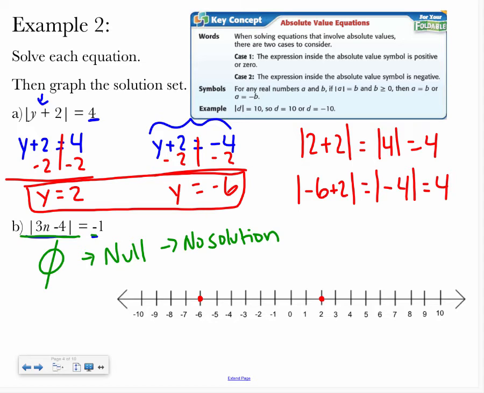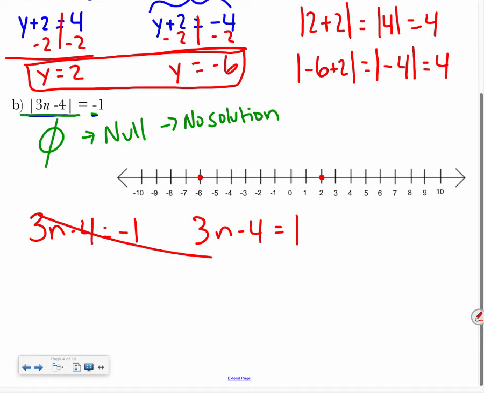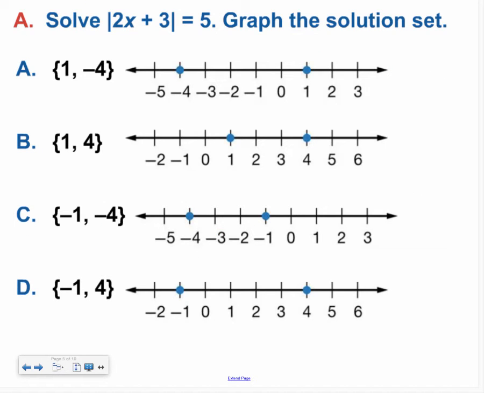Sometimes you will mix it up and you might just be so on a roll that you start writing it out. You might just say 3n minus 4 equals negative 1, 3n minus 4 equals 1. And if you do that, yes, you will get n to equal two different numbers, but they are not right. That is not going to work out as answers. Okay? Go ahead and try this one on your own, see how you do.